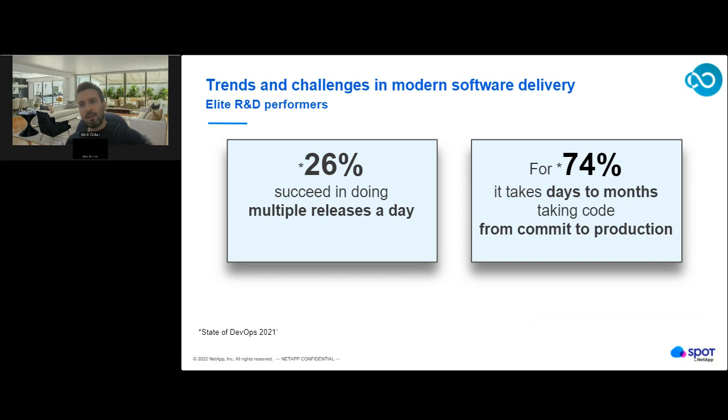Now, the recent State of DevOps survey shows that 26% of organizations are considered elite, which means successfully releasing multiple times a day with minimal failures and quick recovery time. But what about the remaining 74% that struggle to improve their software delivery performance? What is blocking them from achieving that?